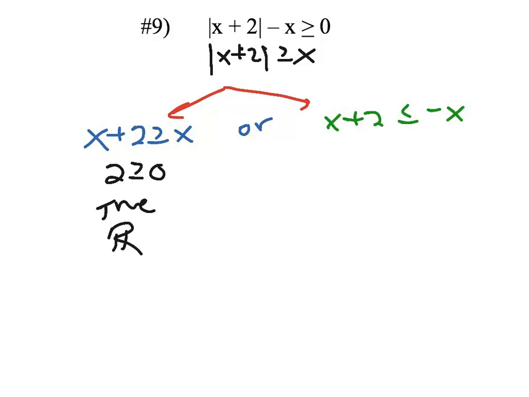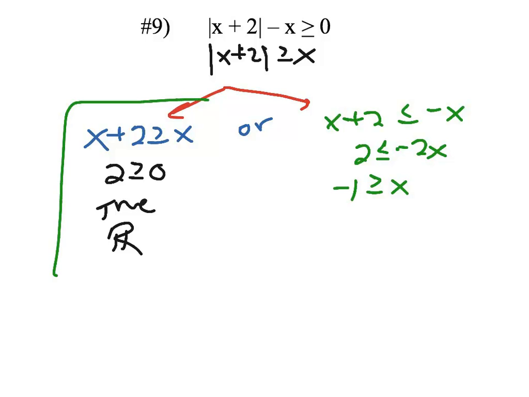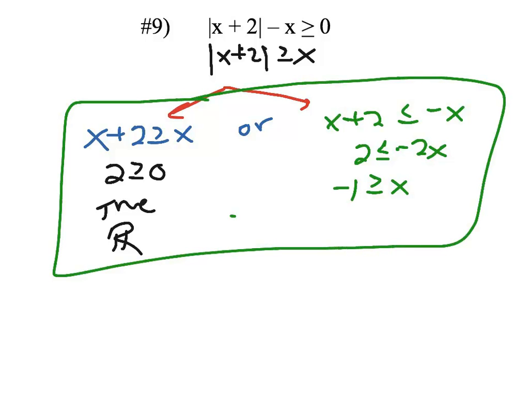Solving the other inequality, if you subtract x from both sides, you get 2 is less than or equal to negative 2x. If you divide both sides by negative 2, we're dividing both sides by a negative number. The inequality is going to change direction anytime that happens. So we get all real numbers, or x is less than or equal to negative 1.